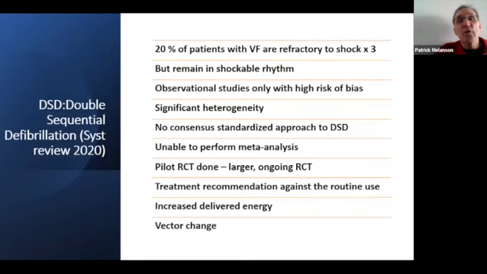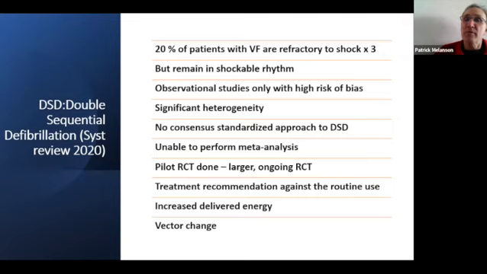Now, they also went on to double sequential defibrillation with a systematic review in 2020. So 20% of patients with ventricular fibrillation are refractory to shock ×3. So they're calling shock refractory ventricular fibrillation a failure to convert after 3 shocks. In the literature, a lot of the definitions are 5 shocks. So somewhere between 3 and 5 shocks, you should go into your mind that this is shock refractory ventricular fibrillation. And then there is a new algorithm, or decision points, that open up at this time.